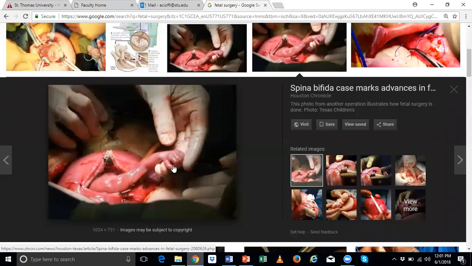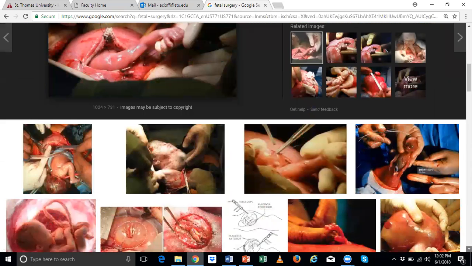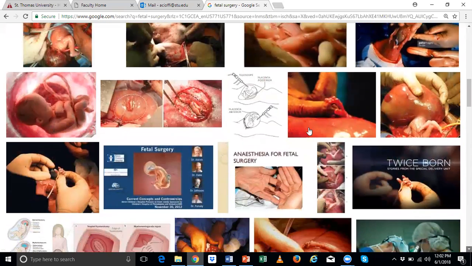Here's the surgeon, all right? Here's the womb. Here's the hysterotomy. And there is the fetus holding on to the hand of the surgeon. Several surgeons, there's another hand here. Amazing, huh?